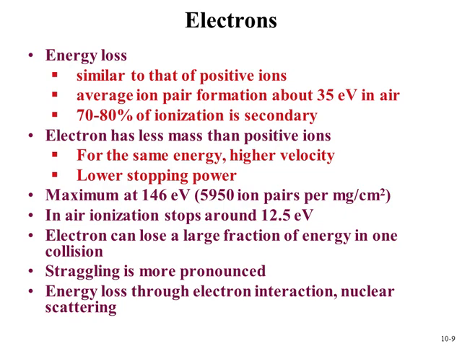Now, electrons are also charged particles, negatively charged. They have similar energy loss mechanisms to positive ions. Again, as we already talked about, the average ion pair formation is about 35 electron volts in air, with secondary ionization. One of the major differences, however, between an electron and the positive particles we were talking about is mass. So for the same energy, the electron will have a higher velocity, which relates to it having a lower stopping power.